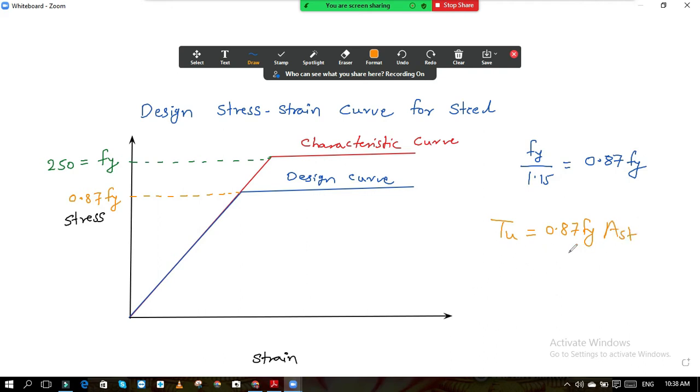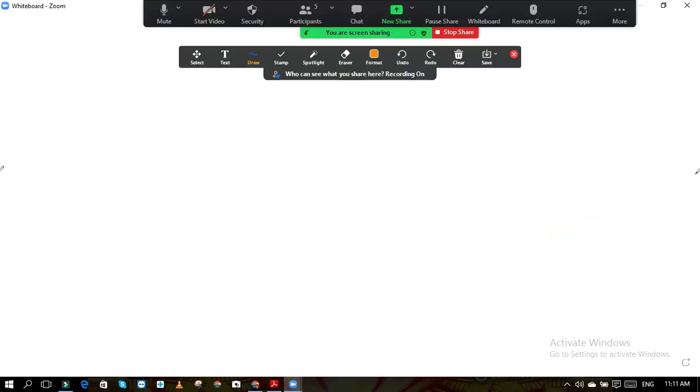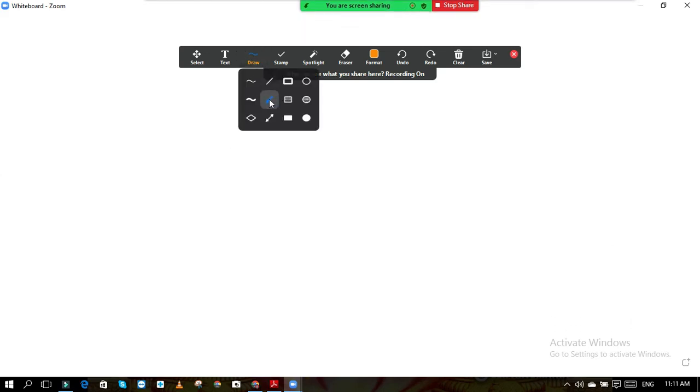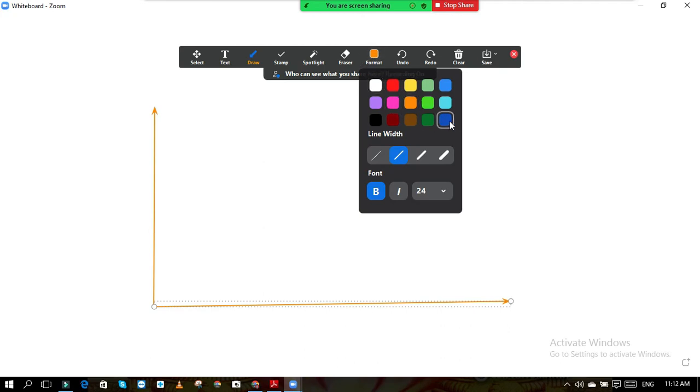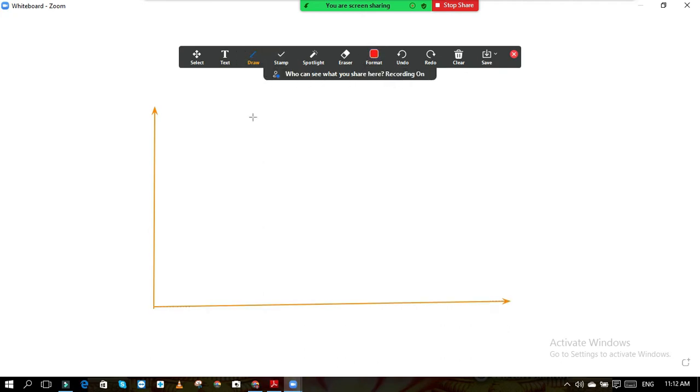We have used this formula several times. So what does this 0.87 Fy mean? This is from the stress strain curve. I want to explain some terminologies, so I will quickly draw the diagram again. Y-axis, then x-axis, stress and strain curve. We are talking about mild steel. This type of curve is there for mild steel.